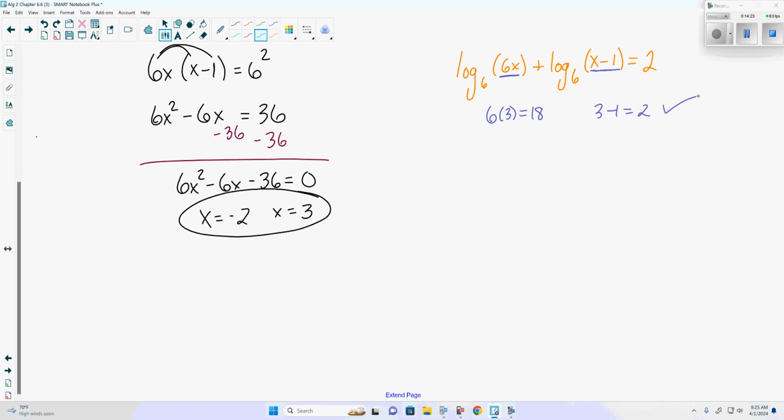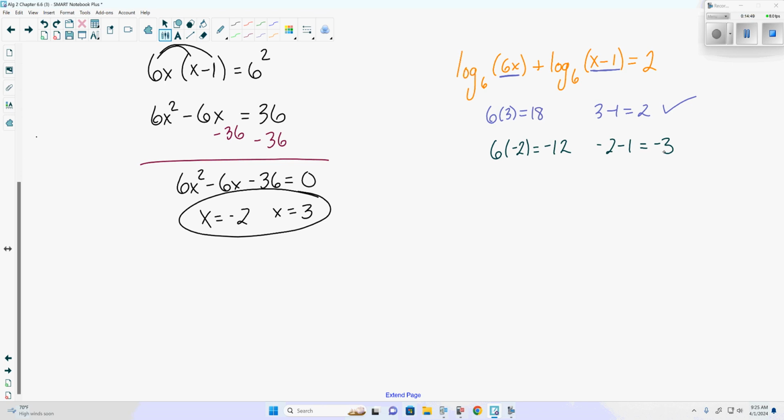Okay. Neither one of those became a negative. And we could take the time to type them into the calculator to see if log base 6 of 18 plus log base 6 of 2 does give us 2, and it is true. Because our other one we're looking at is 6 times negative 2, which is negative 12, and negative 2 minus 1, which is negative 3.